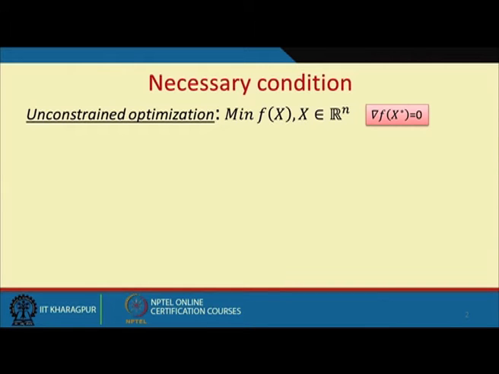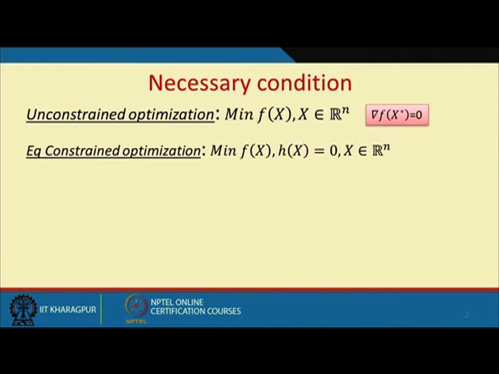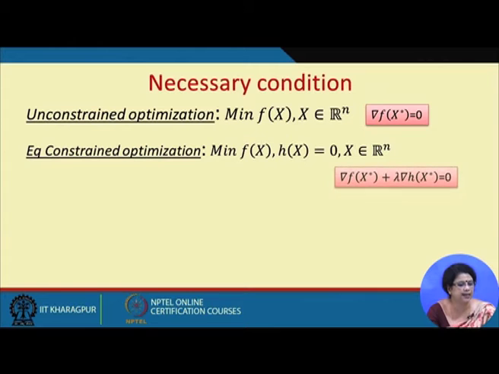Now, this is for the unconstrained optimization, but if we consider the equality constraint optimization problem, we need to find out the Lagrangian function. I explained this in the last class, by considering the Lagrangian parameter. If we go for the necessary condition, then this is the necessary condition: grad f plus the Lagrangian multiplier lambda times grad of h(x star) equal to 0.